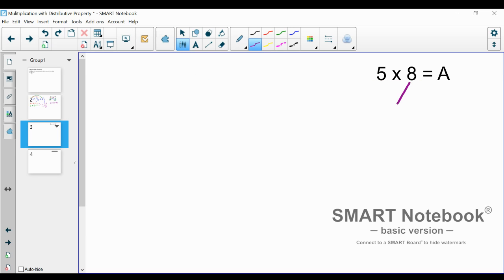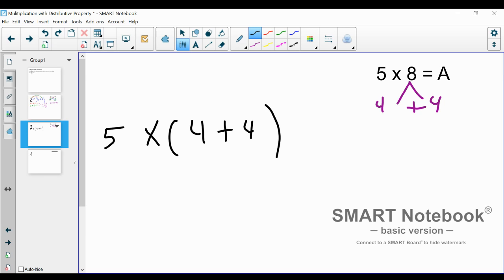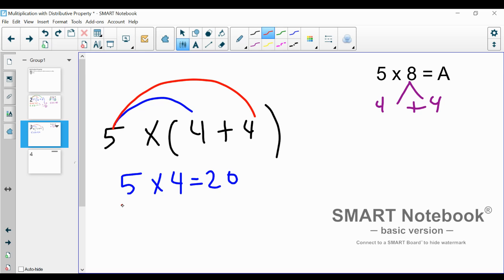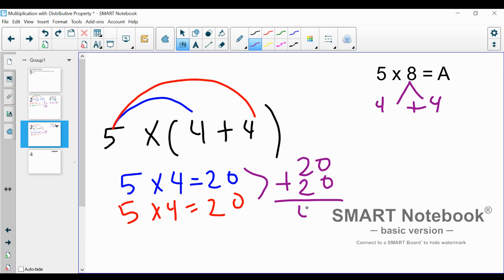So let's say you break this 8 up into 4 plus 4. Okay? That equals 8, right? Just like over here, 6 and 2 equals 8. So it's the same exact equation. So I'm going to say 5 times 4 plus 4. Now 5 times 4 is 20, and 5 times 4 again equals 20. And then you're going to add both of those 20s. So 20 plus 20 equals 40.